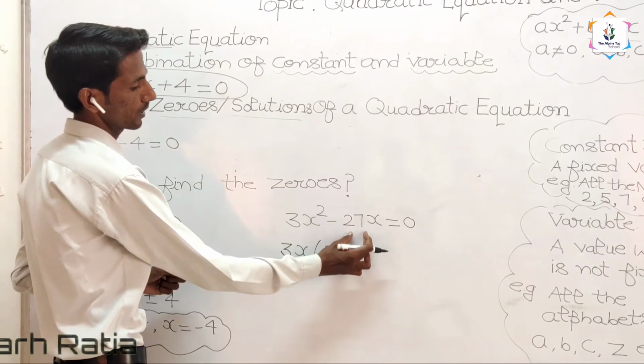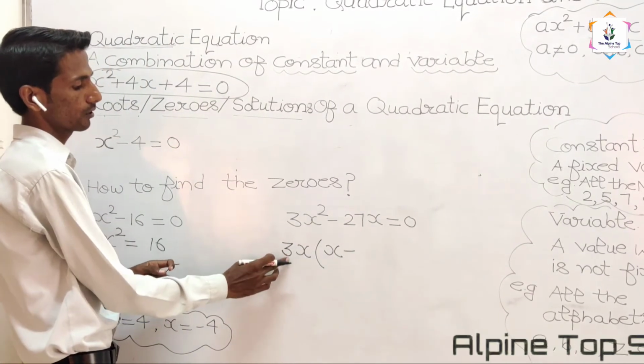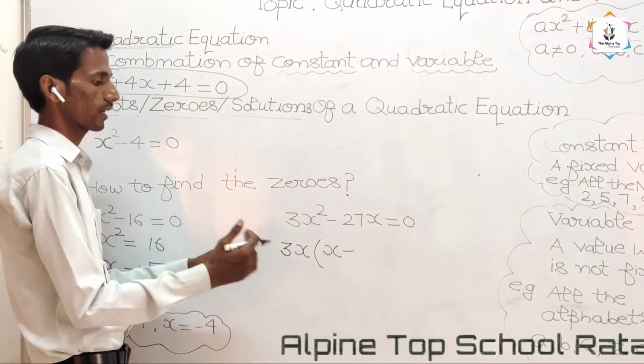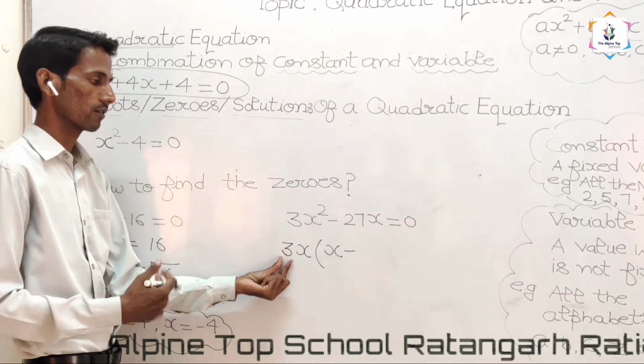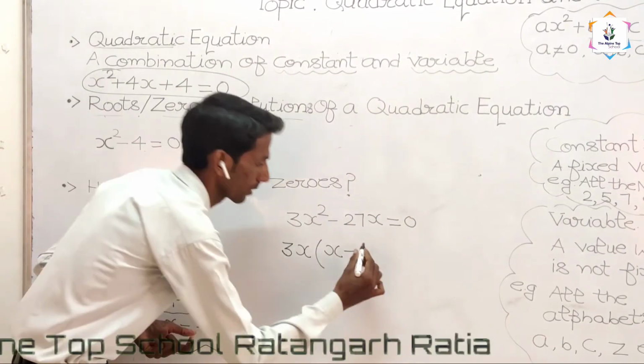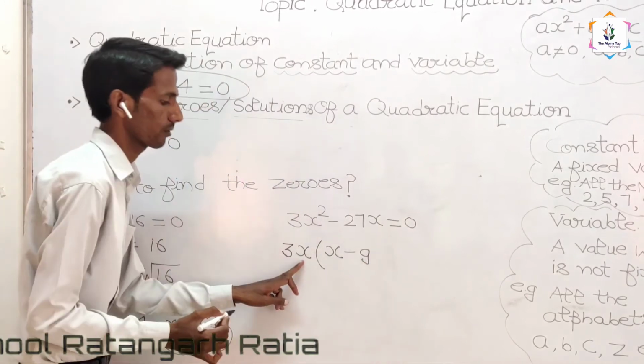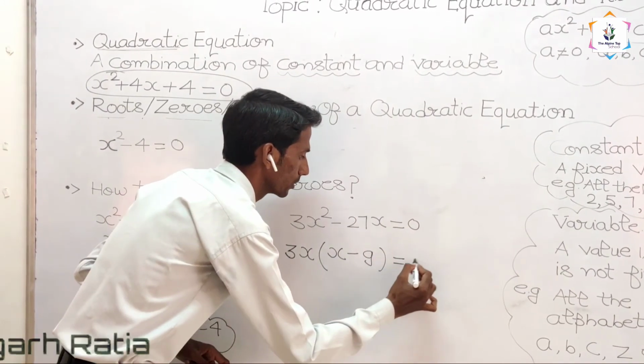Now from 27, when you take the common as 3, it means indirectly you divide 27 by 3. 3 times 9 is 27. It means 9 is left. x already came out, is equal to 0.